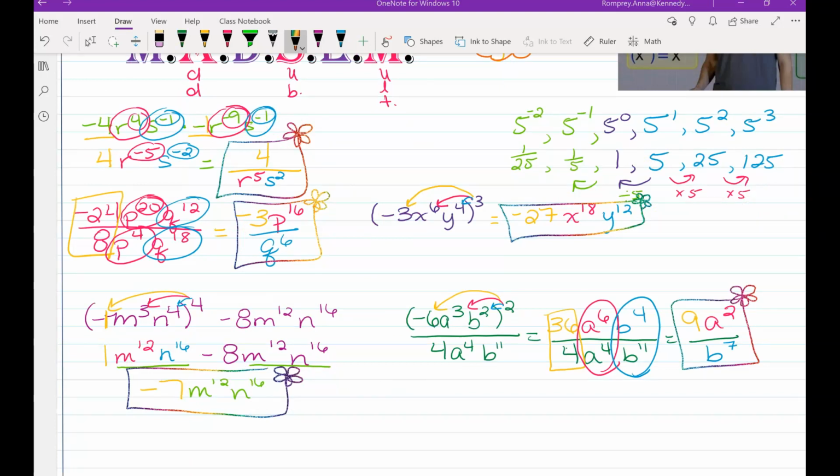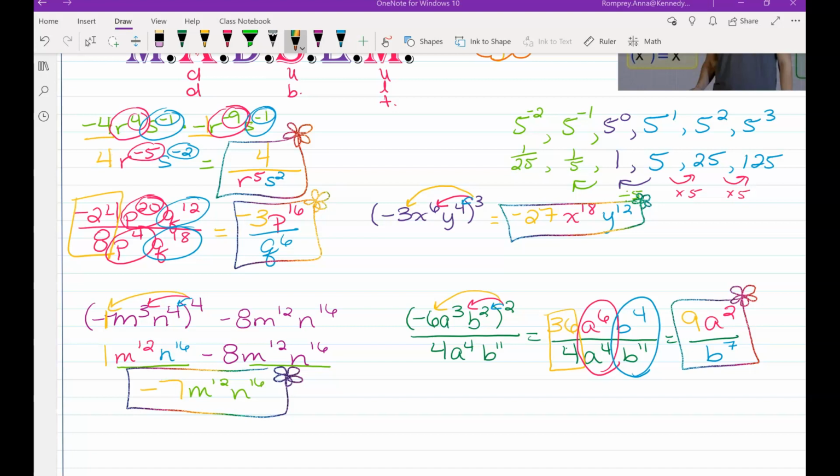Let's see how you did. So I went ahead. Now here we had a couple different things going on. We had an exponent out here that we had to take care of, and then we had to divide. So exponents come first. Think of PEMDAS. So we go ahead and distribute those exponents, and I came up with 36, a to the 6th, b to the 4th. Then when I went to do my division, 36 divided by 4 left me with 9.